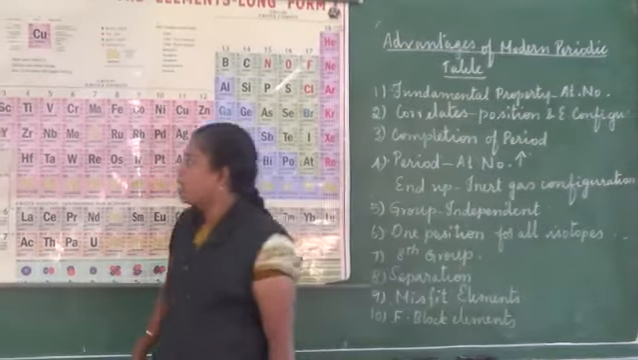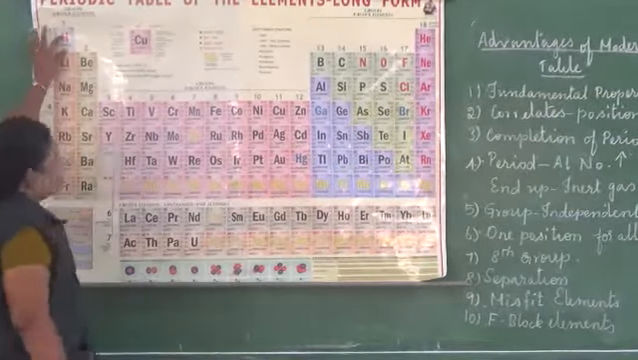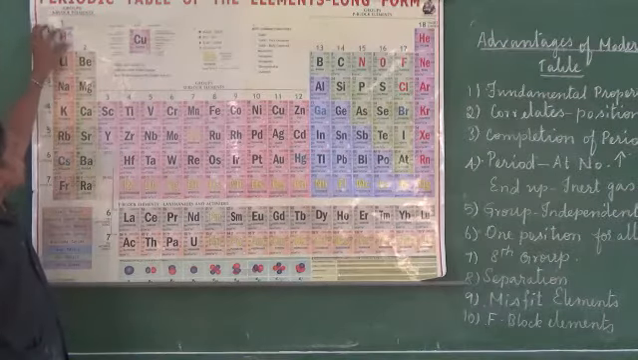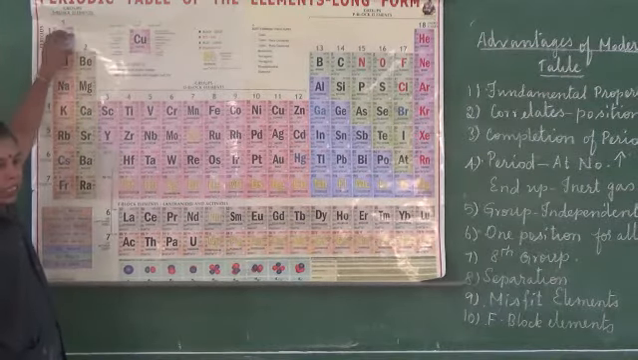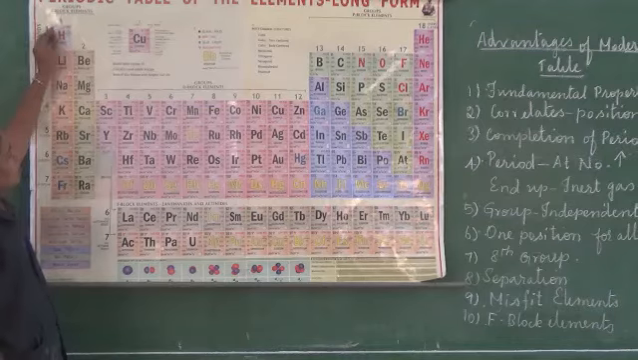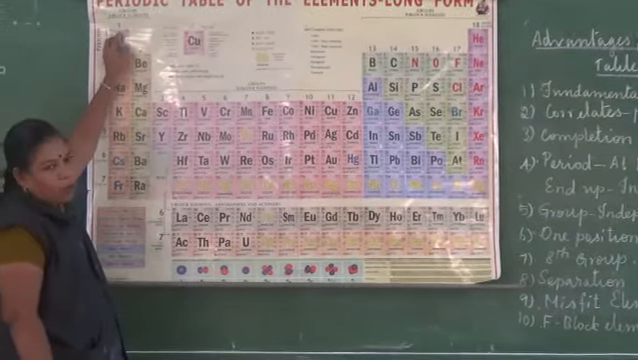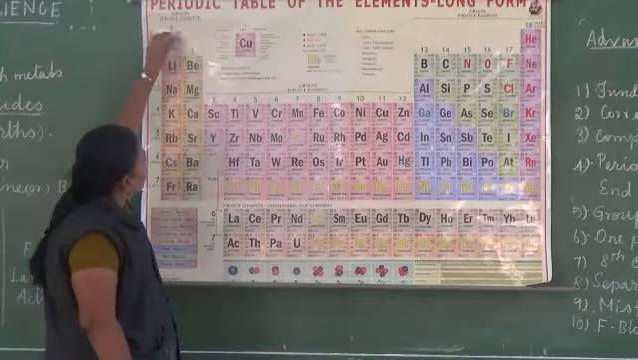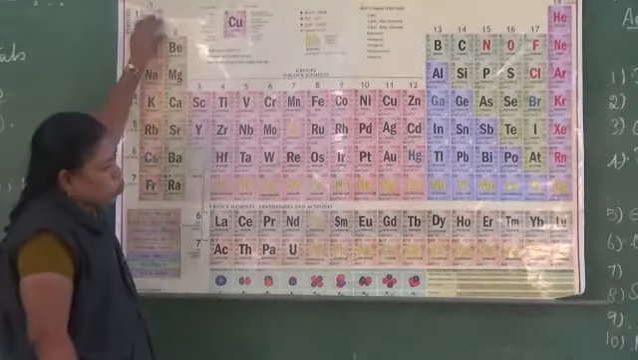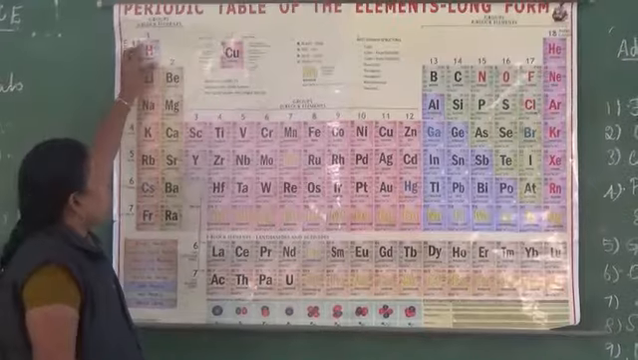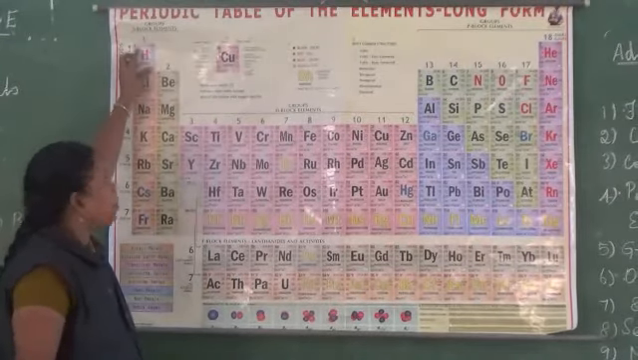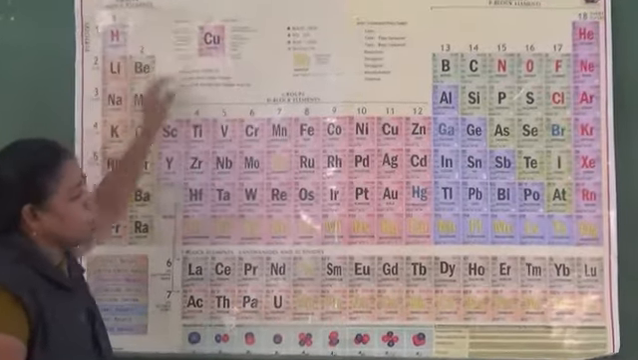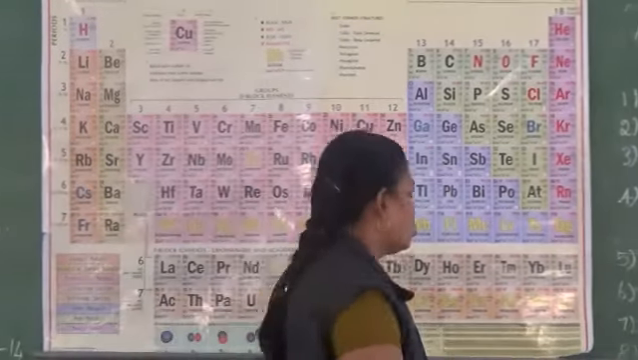For example, hydrogen contains 3 isotopes: protium, deuterium, tritium. It contains 3 isotopes, but separate places are not given for all the isotopes. Only one position is given for all the isotopes, because all the isotopes contain the same atomic number.